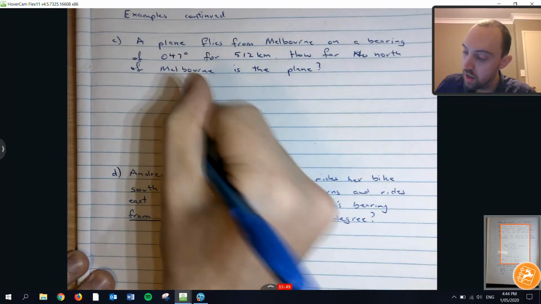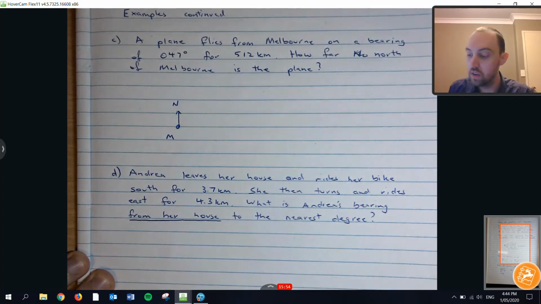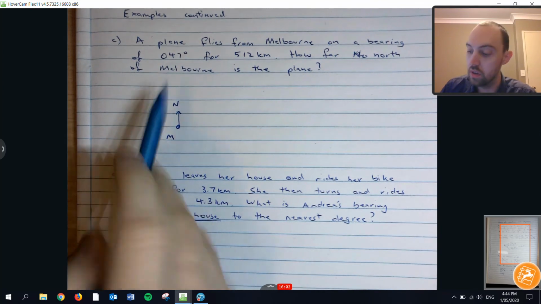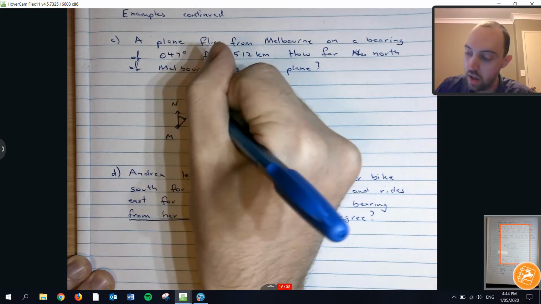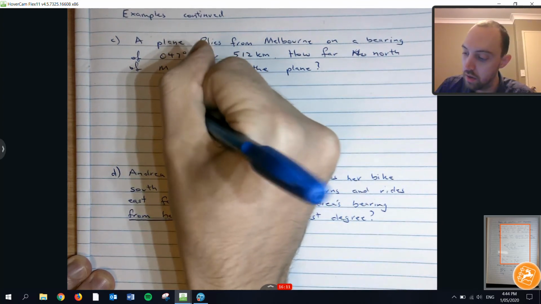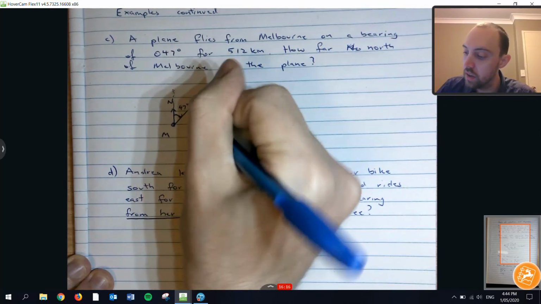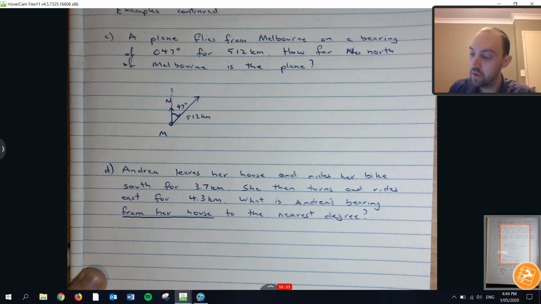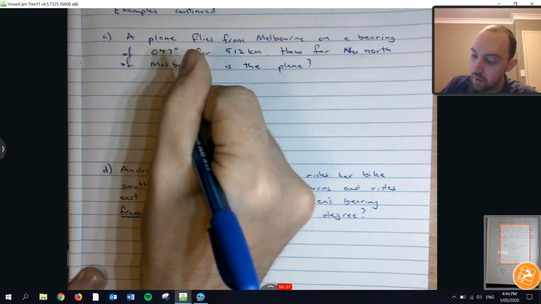So let's say that's Melbourne. That is my northerly direction. Always start drawing north, and we're from a bearing of 47 degrees, so starting north, going clockwise, they've traveled in that direction. Now I need to extend this line a bit, and that is 47 degrees, and they've traveled 512 kilometers at this point.